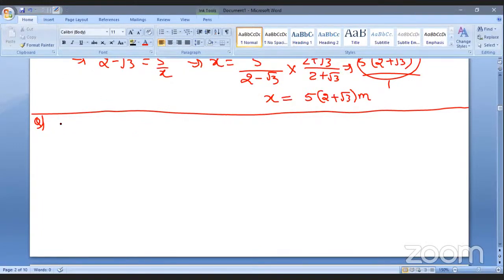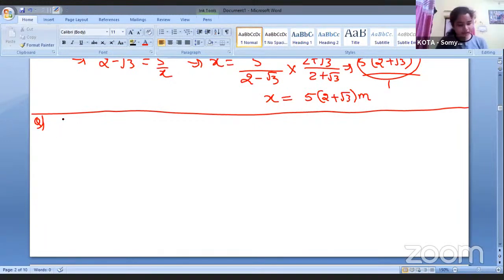Ma'am, can you repeat it once more, please? Yes, I am repeating it. I'm writing the key things here. The angle of elevation of the top of the vertical tower. Okay, I'm repeating just in case somebody has left somewhere, so they can continue.